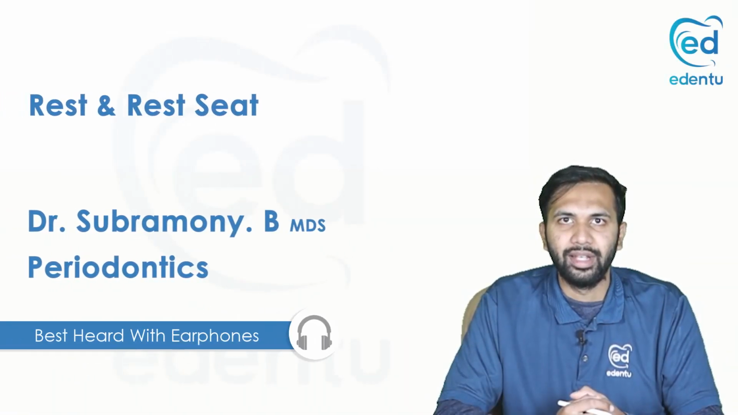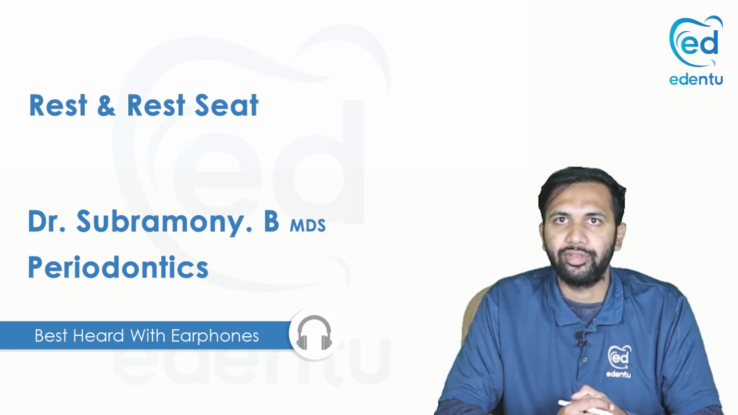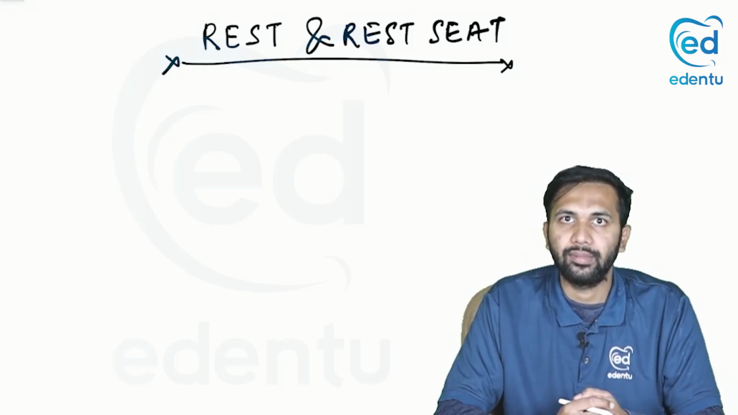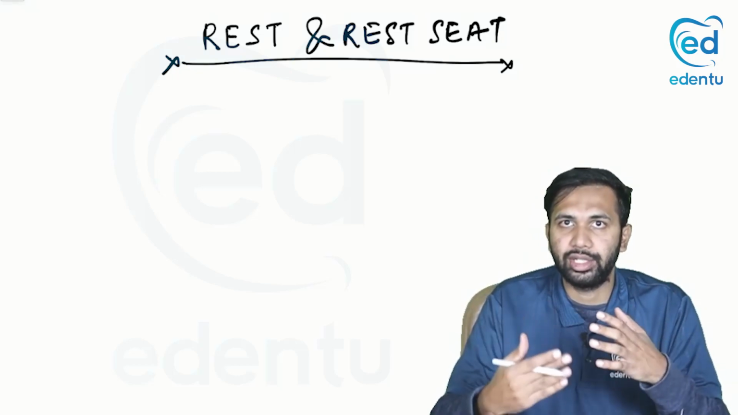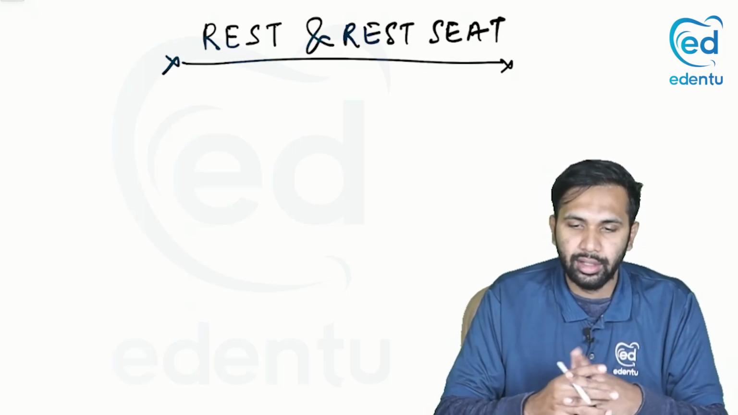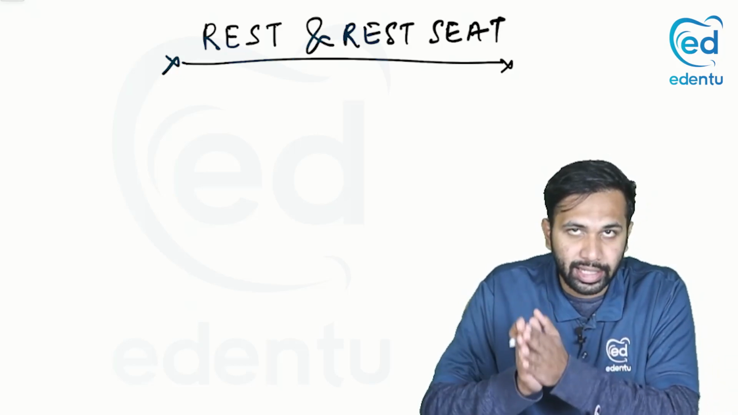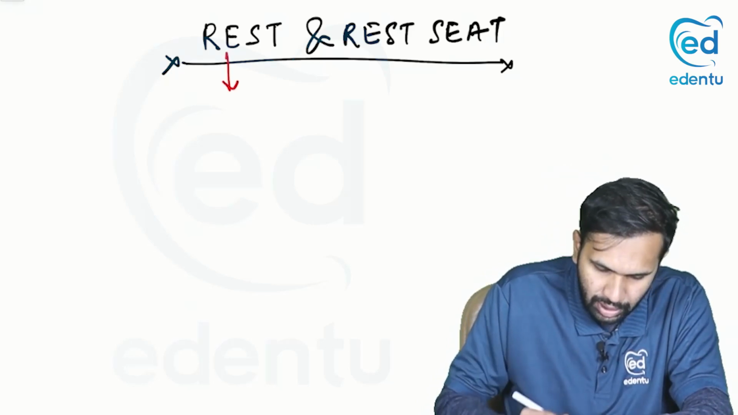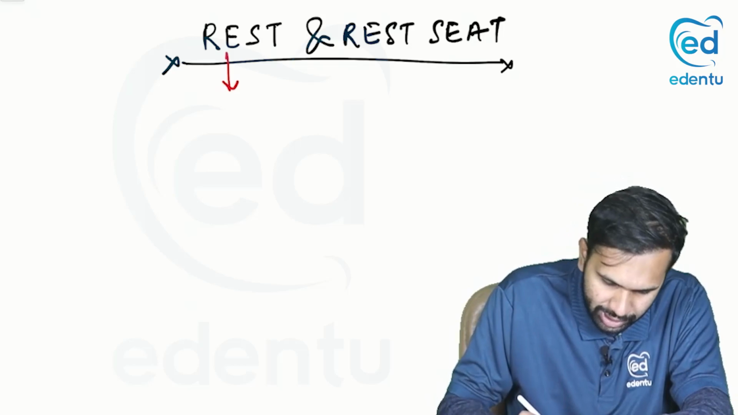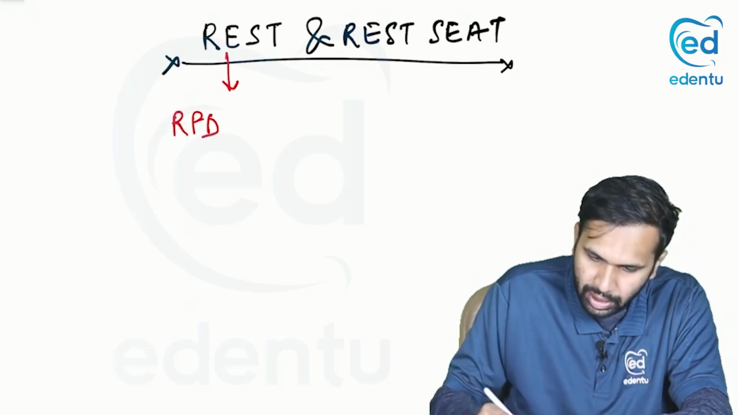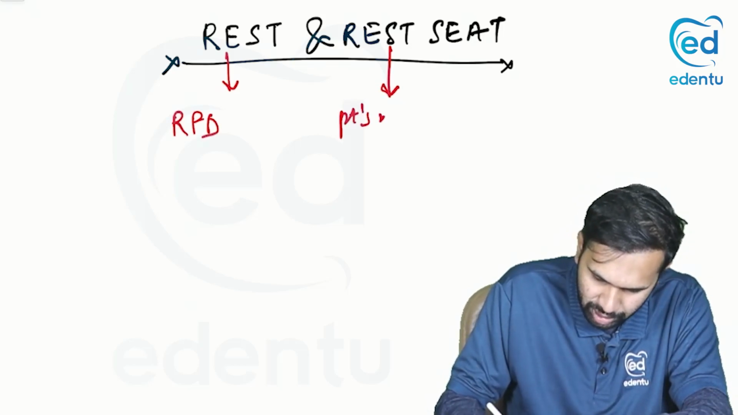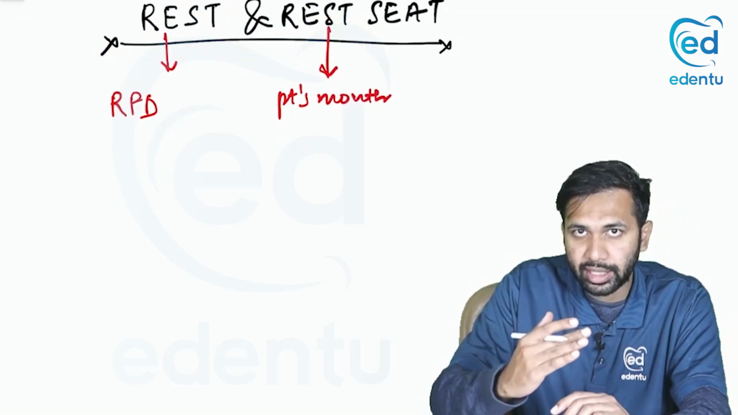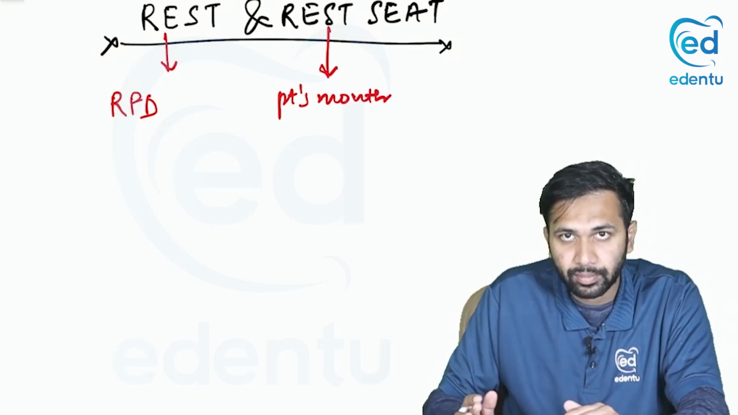Hello students. Now we'll be discussing the next part of your RPD, that is your rest and your rest seat. You would have normally heard of the term occlusal rest in your RPD. So let's study what this rest and this rest seat are. The rest, this occlusal rest, is present in your RPD, and the rest seat is present in the patient's mouth. First I'll define what a rest is, and then I'll tell you what a rest seat is.